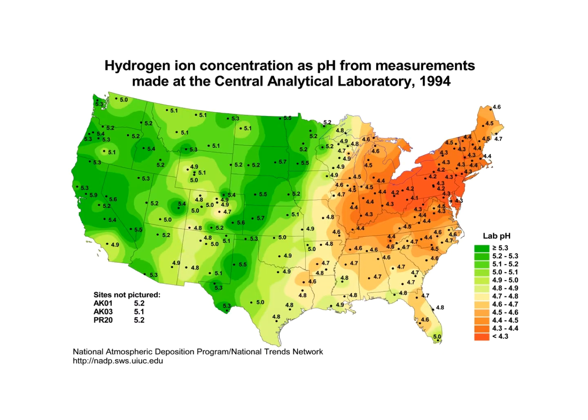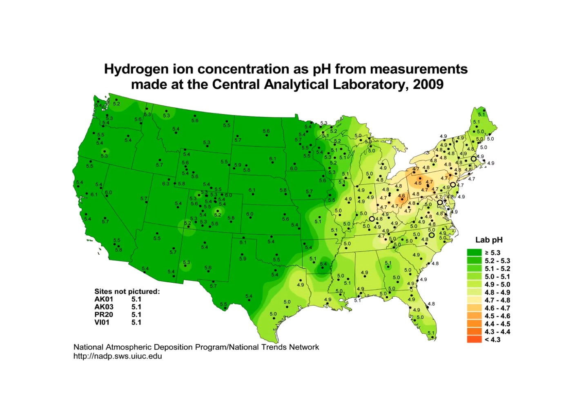This map shows concentrations of hydrogen ion as pH measurements made in the laboratory for 1994. So we're talking about pH of sampled materials. Many measurements in the low 4s around the Great Lakes. Here is another set of measurements. In 2009, you can see that pH has increased significantly.